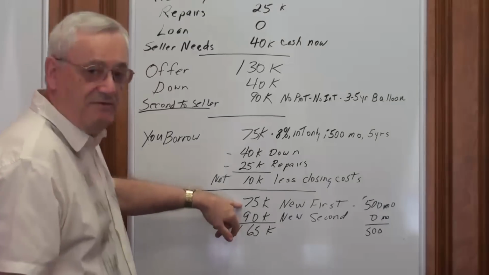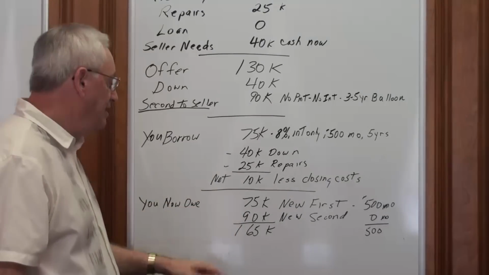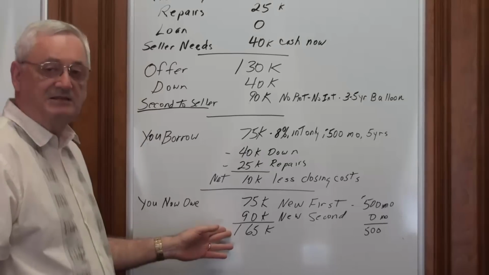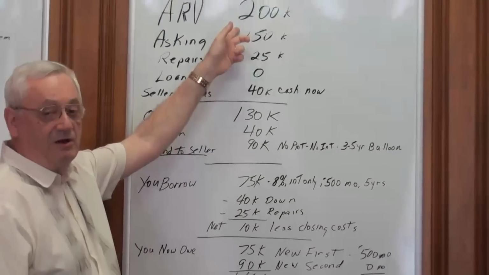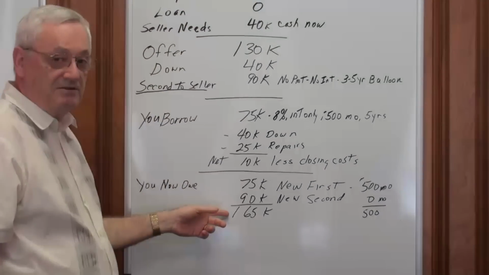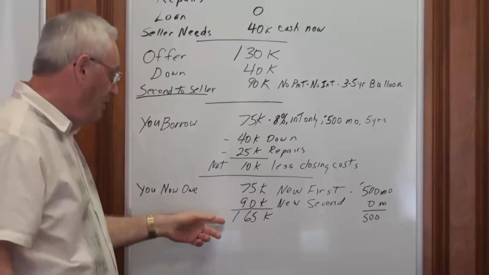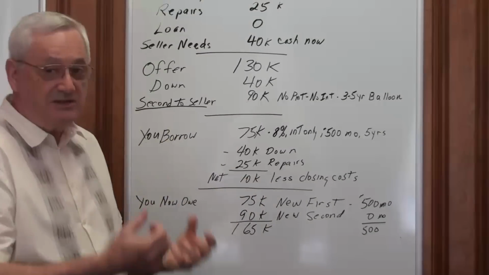So I owe 75 on a first, and I owe 90 on a second. So I owe a total of $165,000 on this $200,000 house once it's renovated. Now keep in mind, I've got $25,000 of this money in an escrow account, plus I've already collected 10 that I can call my own. So I'm cash flow ahead.